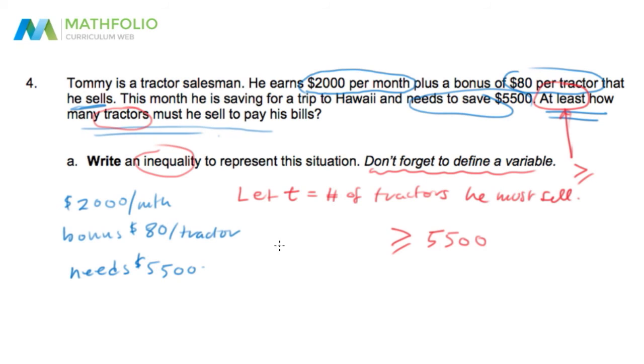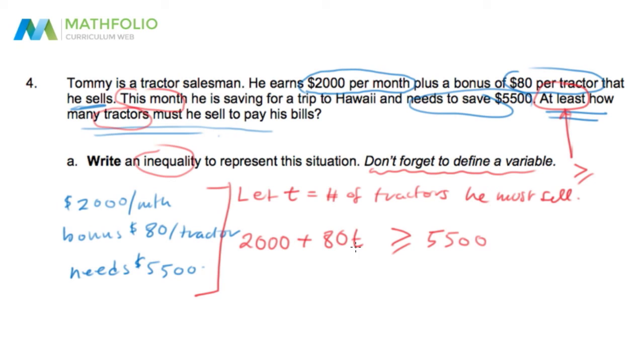Okay, so now that we've got that piece, we've got to think, well, how's he going to achieve this amount that he needs, the 5,500? Well, we see from the information that we collected over here, he earns $2,000 per month. And remember, we're talking about this month he's saving. And how many tractors must he sell this month? So he's only getting this $2,000 once for his monthly wage, but he's also getting $80 for each and every tractor.